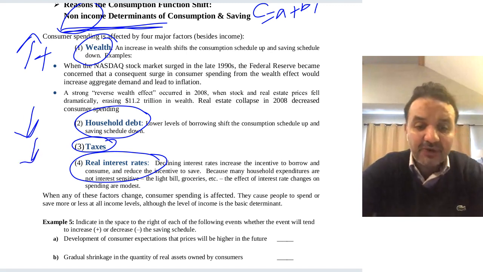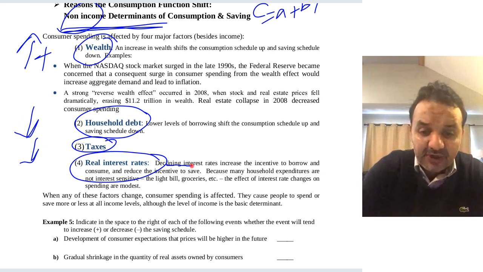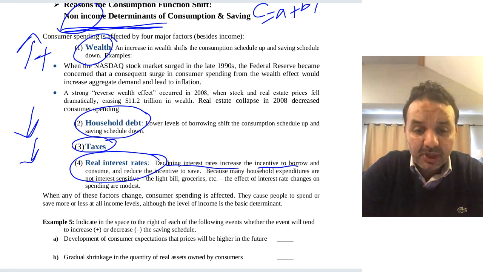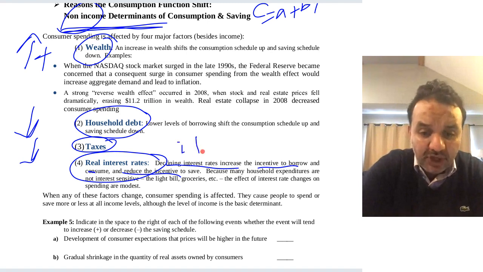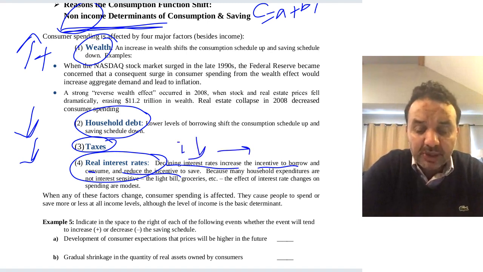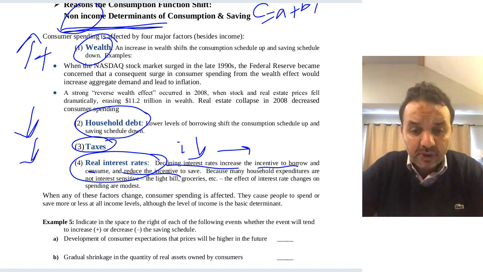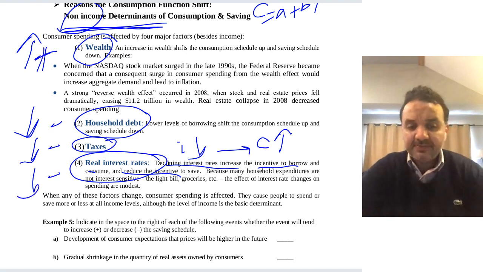So negative relation. If the interest rate is high or low, let's say declining interest rates increase the incentive to borrow and consume and reduce the incentive to save. Whenever interest is low, this will give you more motive to consume more, so the consumption will increase. So again, negative relation. So negative, negative, negative, and here positive.